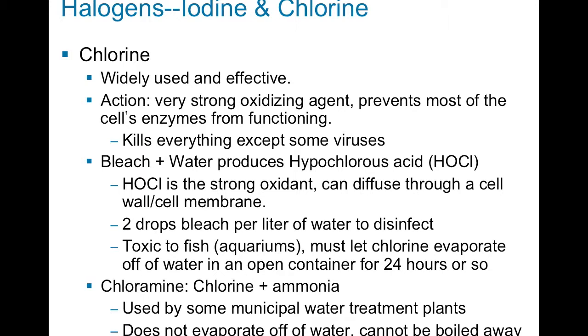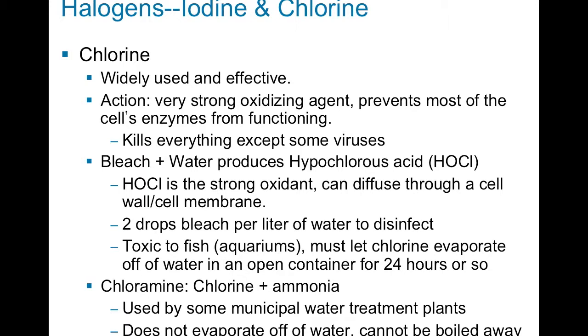The other preparation of chlorine comes as a form where chlorine and ammonia are mixed together. This is called chloramine, and this is also a volatile gas. This is also used by some municipal water treatment plants, but unlike hypochlorous acid, it does not evaporate off of water. You can't boil it away. You can't leave it on the countertop in an open container. It will not evaporate off. So in the case of fish, you would have to use chemicals, and you can purchase those at fish supply centers or pet stores to take the chlorine out of the water.